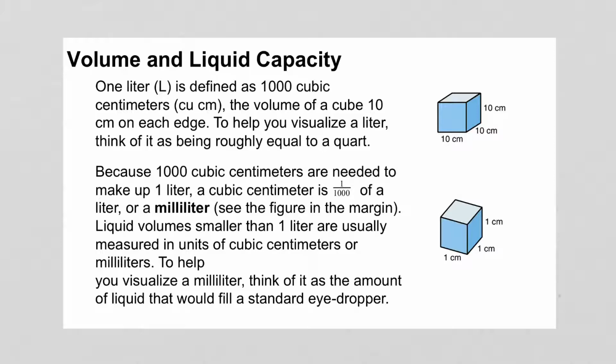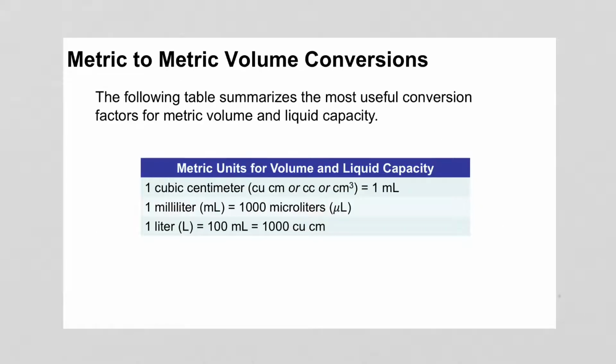Because 1,000 cubic centimeters are needed to make up 1 liter, a cubic centimeter is 1/1,000th of a liter, or a milliliter. Liquid volumes smaller than 1 liter are usually measured in units of cubic centimeters or milliliters. It says 1 cubic centimeter is 1 milliliter. 1 milliliter is 1,000 microliters. And 1 liter is 1,000 milliliters, or 1,000 cubic centimeters.